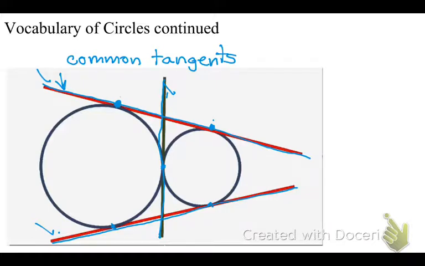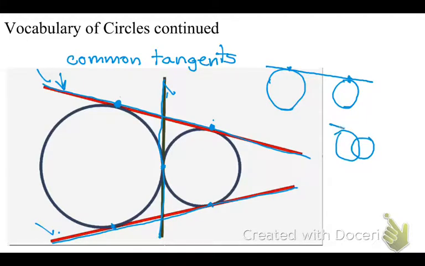Now, just note that in order to have common tangents, the circles don't need to touch. So you could have two circles that are separated. You could have a tangent that touches both at those points of tangency, and this would also be called a common tangent, because it touches both circles. So they could even overlap and have common tangents. So I'll draw a picture of that. You could have these two circles that are overlapping, and they could have a tangent, and that would also be a common tangent.